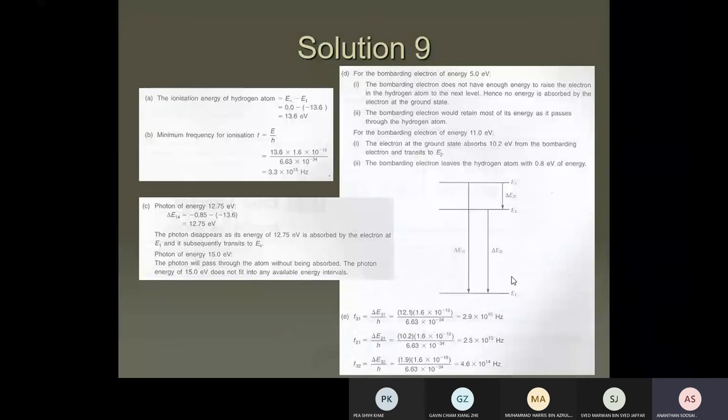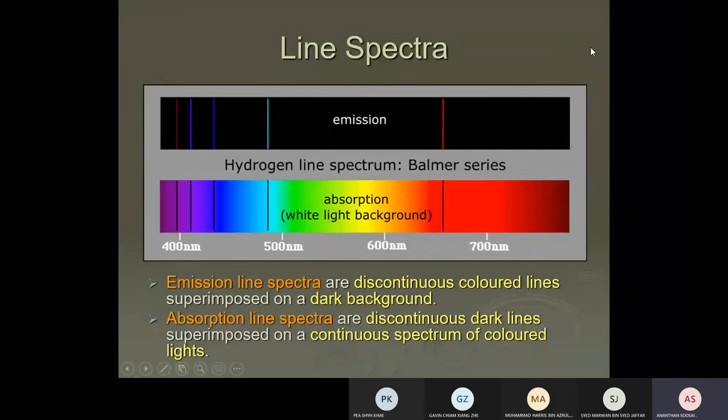Okay, we're almost done with the line spectra. Niels Bohr tells this story from theory, but is it really happening? You need proof. The proof is line spectra. Line spectra is proof for Niels Bohr's idea. After line spectra was revealed, it proved Niels Bohr correct and he got a Nobel Prize for that. What is line spectra? Line spectra has two types: emission spectrum and absorption spectrum.